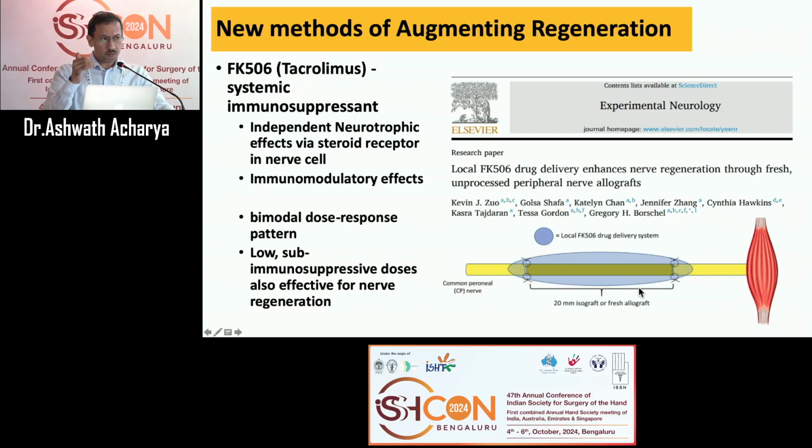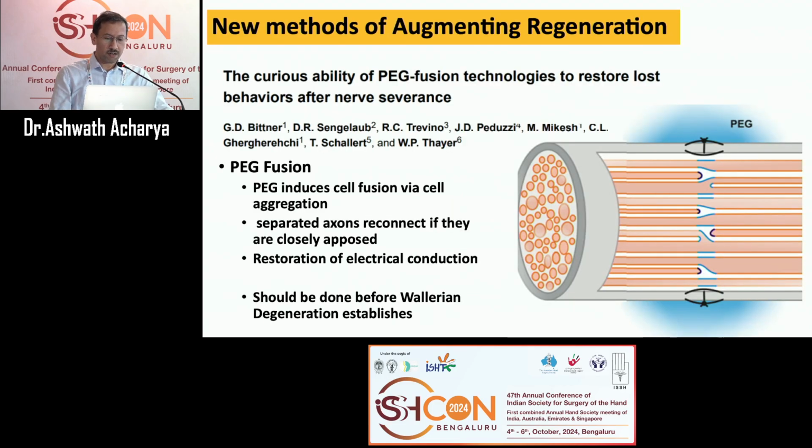The other popular one is tacrolimus. Susan McKinnon talks a lot about this, and also Tessa Gordon. Now they are applying local tacrolimus using conduits or hydrogels, which is known to hasten nerve recovery.